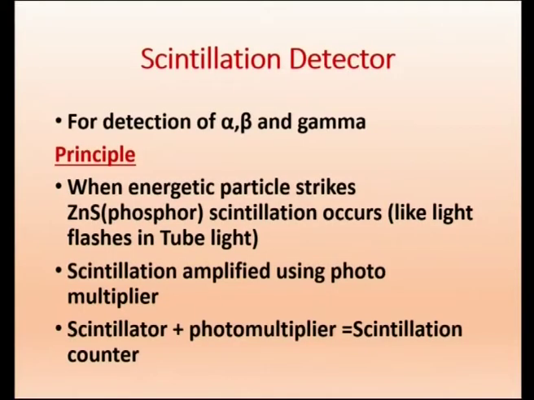So what is scintillation detector? It is for detecting alpha, beta and also gamma. Any type of radiation it will be able to detect. And here what is the principle? When energetic particles strike zinc sulfide, ZnS, that is a phosphor, it is called a phosphor. Scintillation occurs like flashes in the tube light.